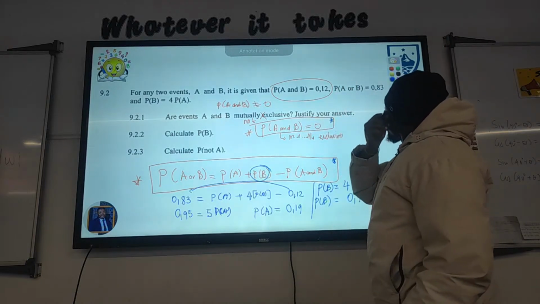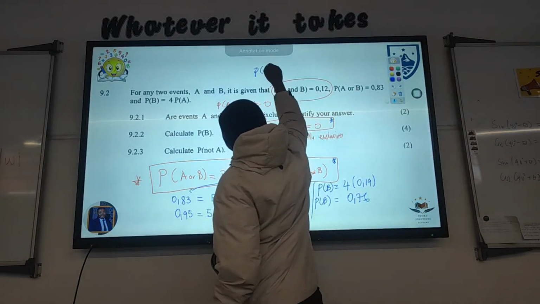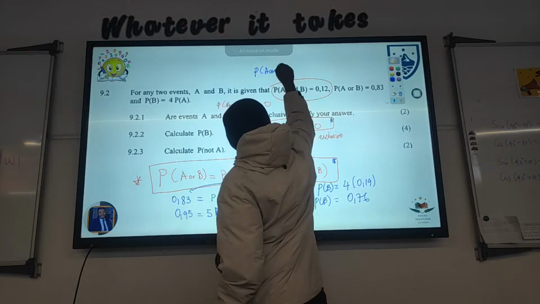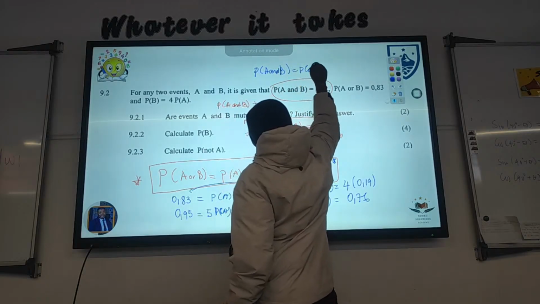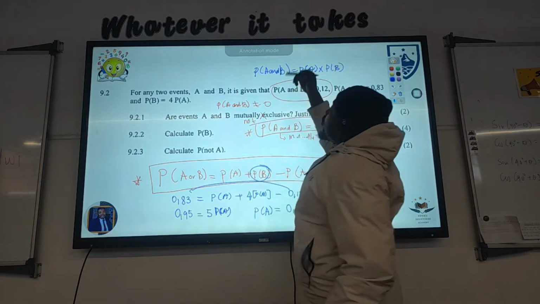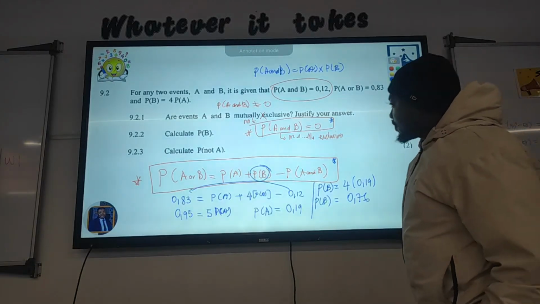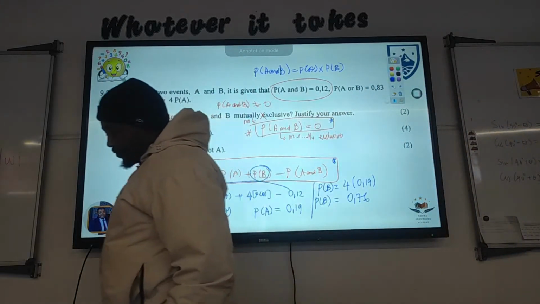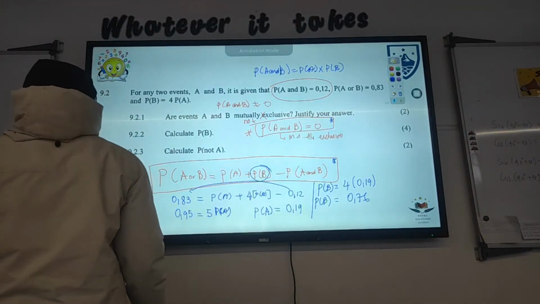And then what's the other one? Don't forget when you use that one. Only use this when you're trying to prove, or you are given that two events are independent. Good. And then we'll answer this one.